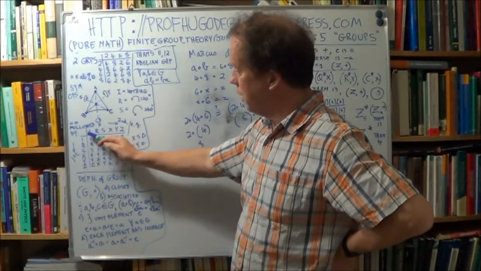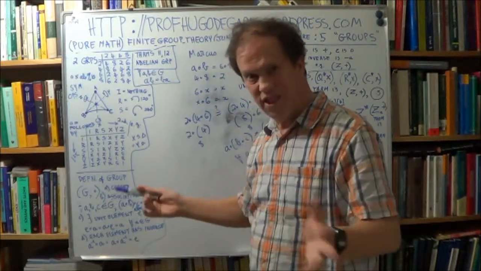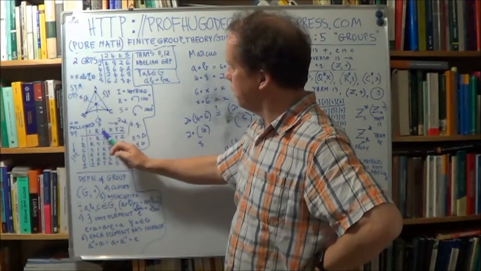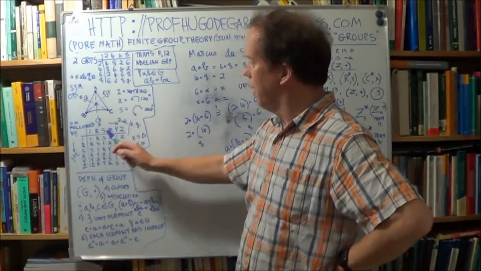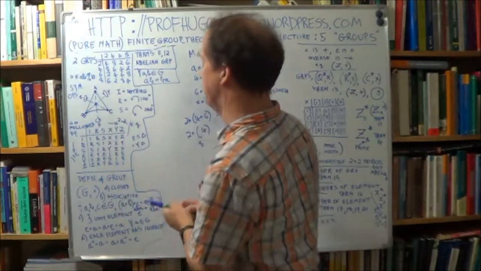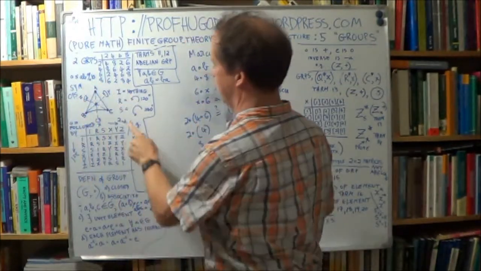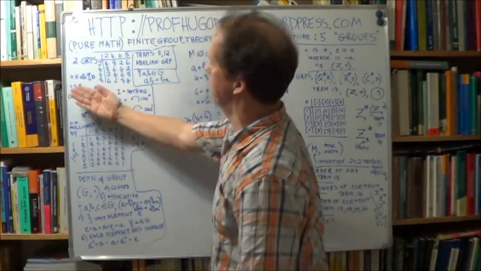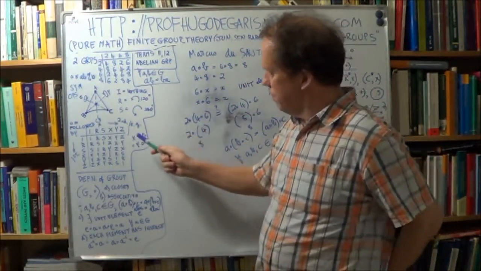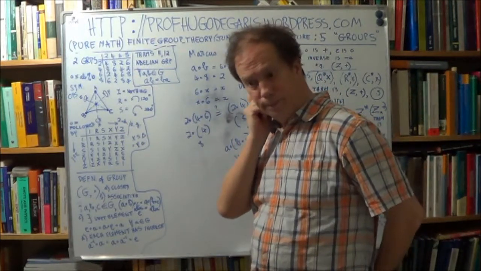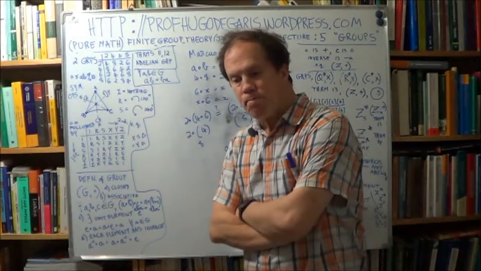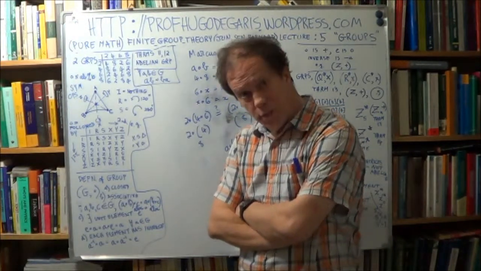and we label them I, do nothing, rotate by 0 degrees. R, rotate 120 anti-clockwise. S, rotate 240. X, you rotate this way. Y, rotate that way. And Z, rotate that way. Okay? Alright, so that's the set. Now, what would be an interesting binary operation on that set?